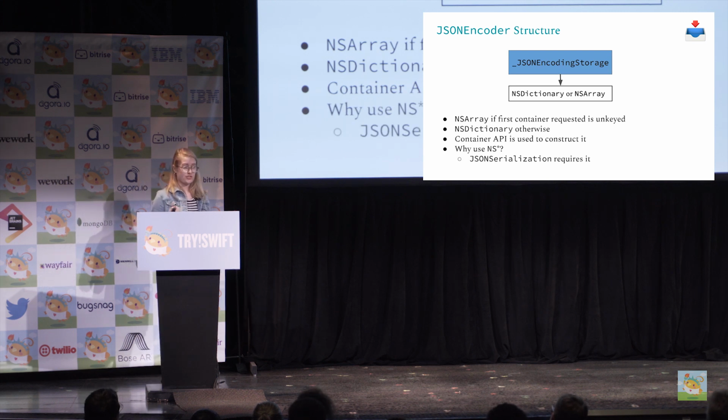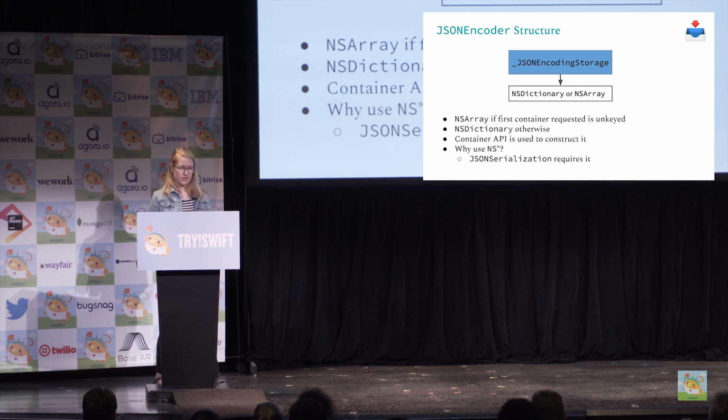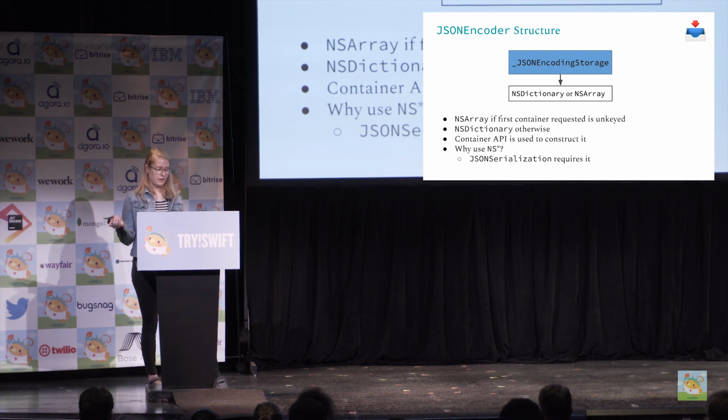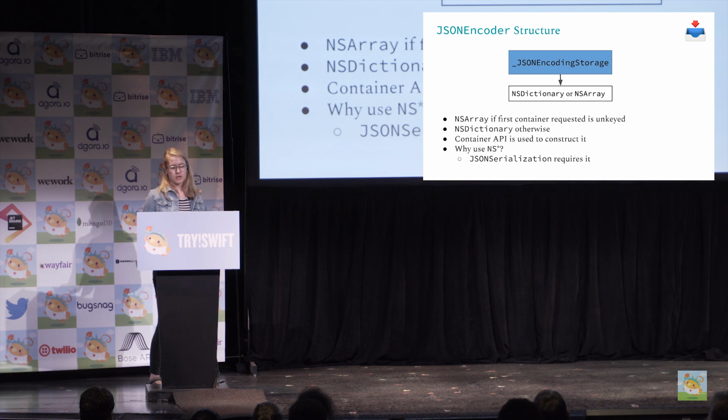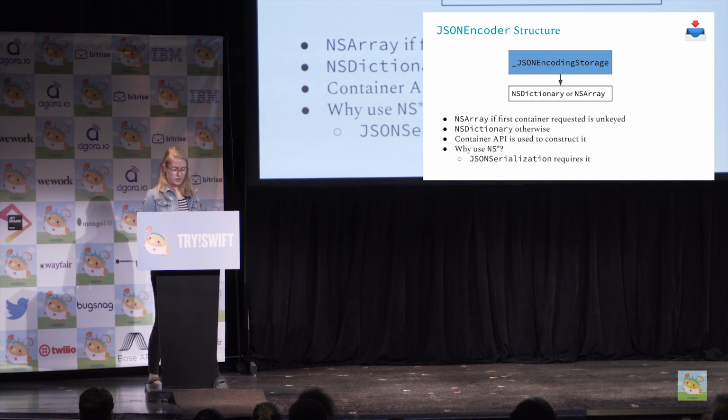And why are we using NS? The answer is that that's what JSONSerialization supports using. So under the hood, the encoder is using JSONSerialization to convert a type to the JSON data. So this intermediate representation of an NSDictionary or NSArray is used until the very end, and then we do the conversion.